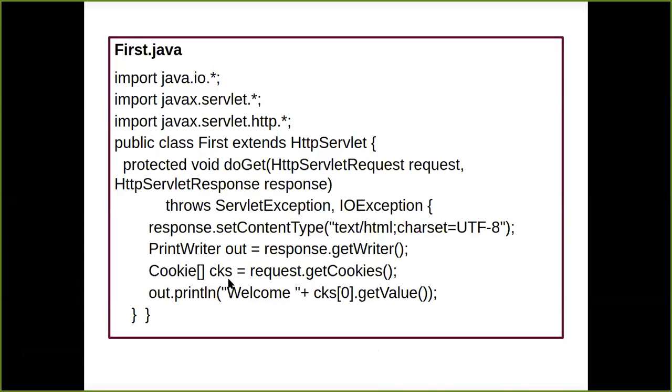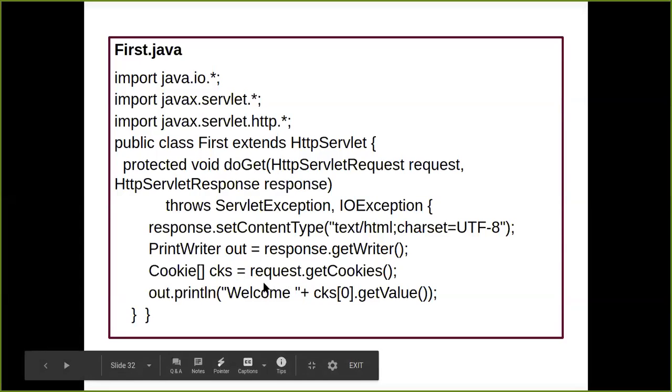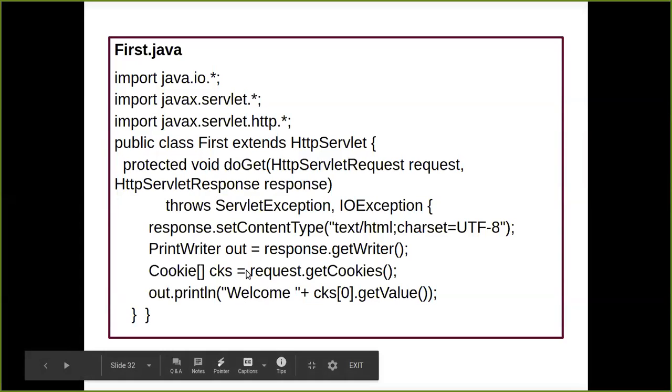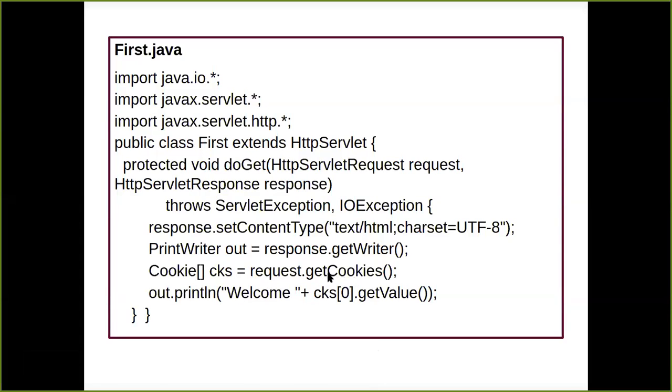Now why are we doing this? Because I know that from the previous file I'm going to get some cookies, and I need those cookies to understand what value each cookie is holding. So I'm going to create an array, and use a method called getCookies, which will help me fetch those cookies coming from the first servlet file, along with the response.